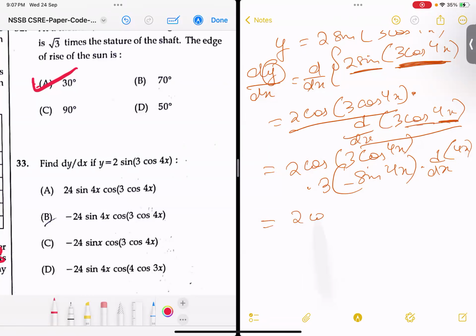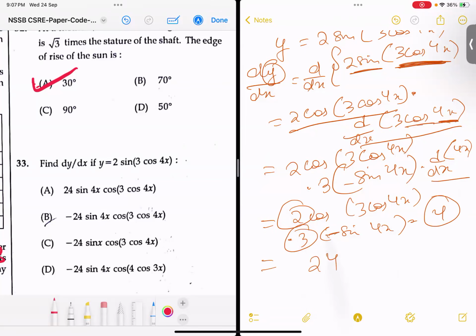So it will be 2 cos 3 cos 4x into 3 of minus sine 4x into differentiation of 4x, which is 4, okay? And this will give rise to 4 3s are 12, 12 2s are 24. Minus sign, let's bring it in the front, right? And let's write the sine first, okay? Sine 4x, right? And then it will be cos 3 cos 4x. So the correct option is minus 24 sine 4x cos 3 times cos 4x. So the correct option is B.